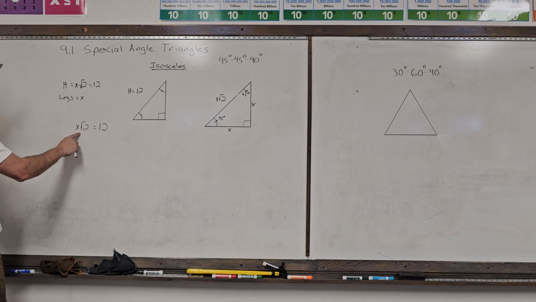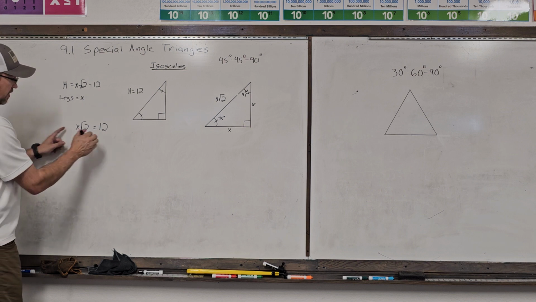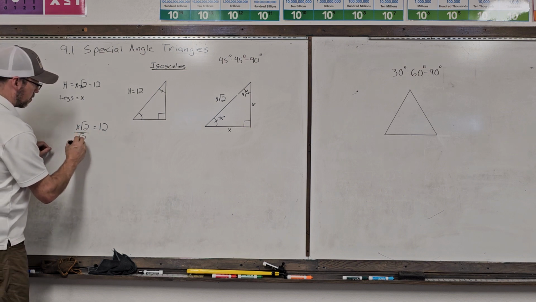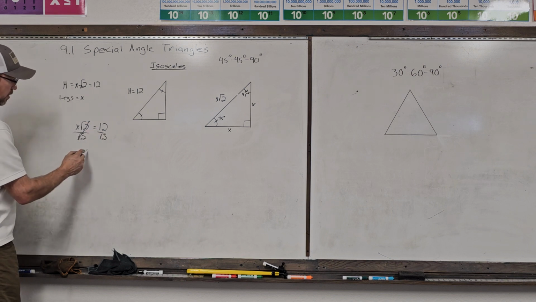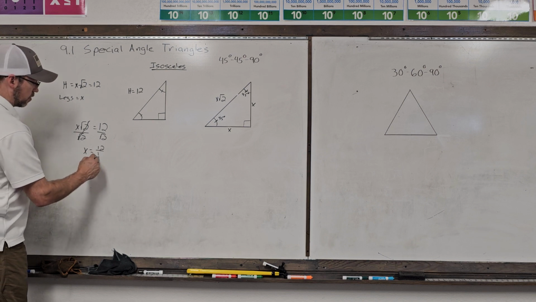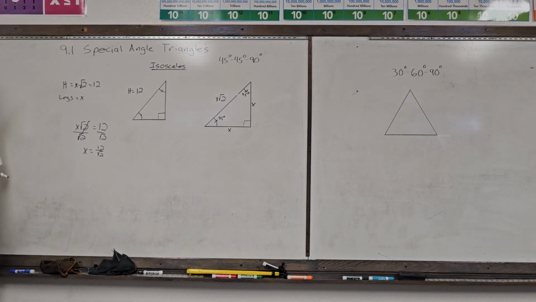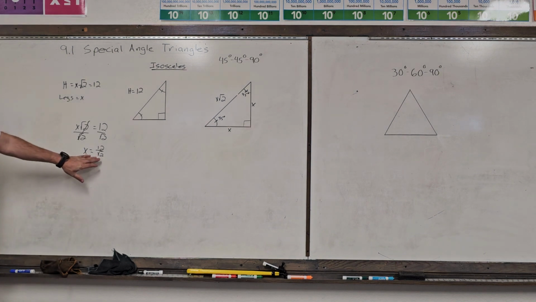How do I move the square root of 2 over here where it wants being done? The operator is multiplication, right? I'm multiplying x times the square root of 2. In order to move it from this side to that side, I need to divide both sides by the square root of 2. So those cancel out, leaving me with x is equal to 12 over the square root of 2. I would love to be able to leave it like that, but in the last chapter we learned you can't have a radical in the denominator. We have to rationalize it.